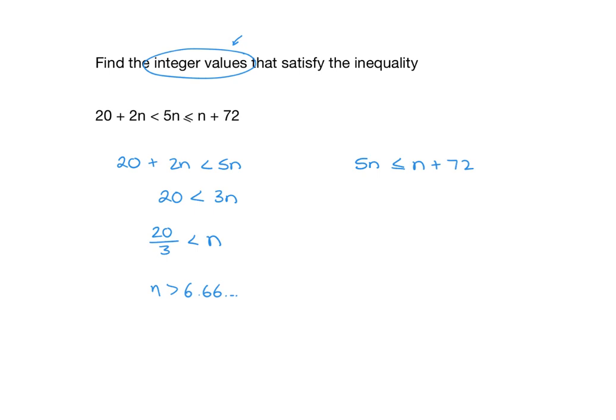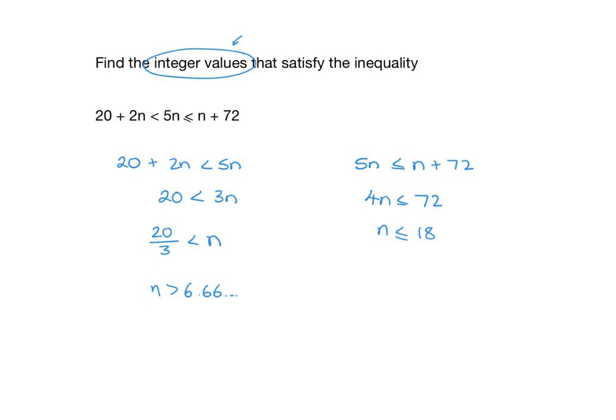Now let's have a look at the right-hand side. So I'm going to do the same thing. I'm going to start by subtracting n. So this is going to give me 4n is less than or equal to 72. And then I can divide by 4 to give n is less than or equal to 18.